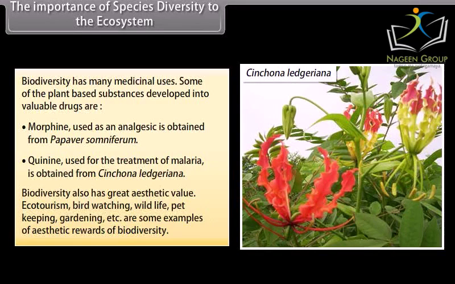Biodiversity also has great aesthetic value. Ecotourism, bird watching, wildlife, pet keeping, gardening, etc. are some examples of aesthetic rewards of biodiversity.